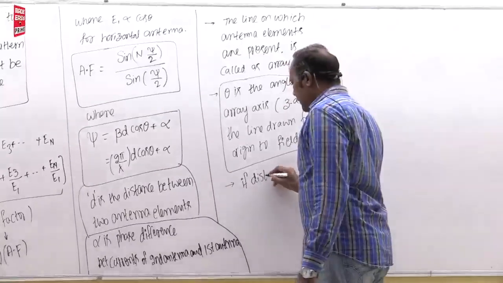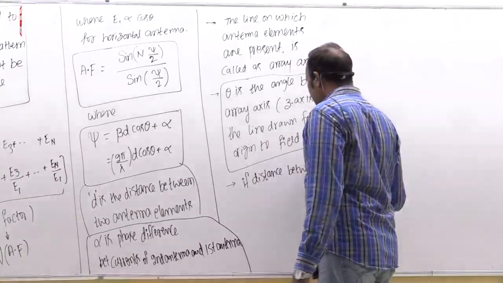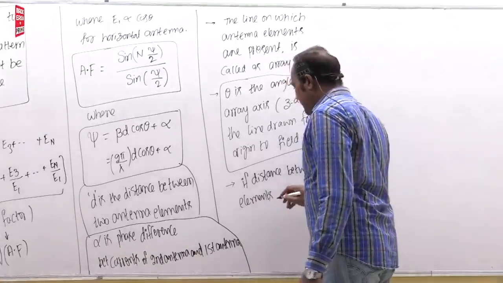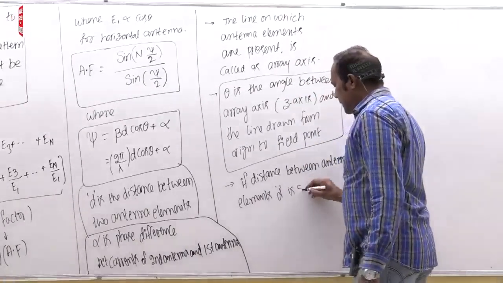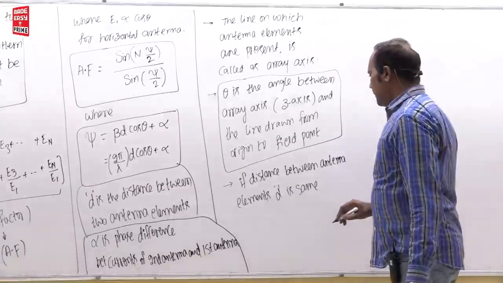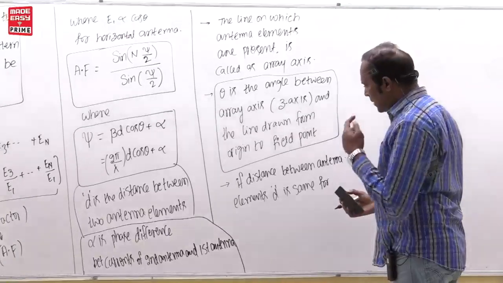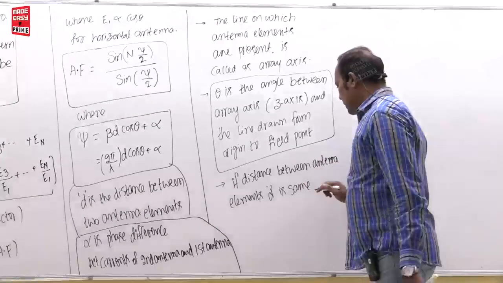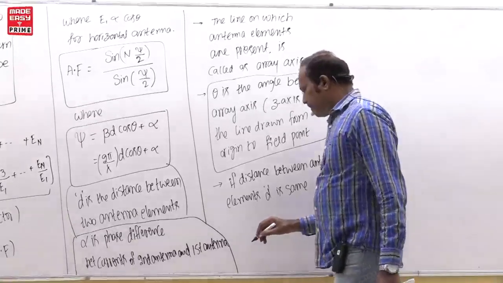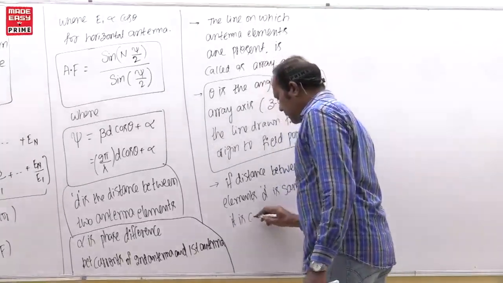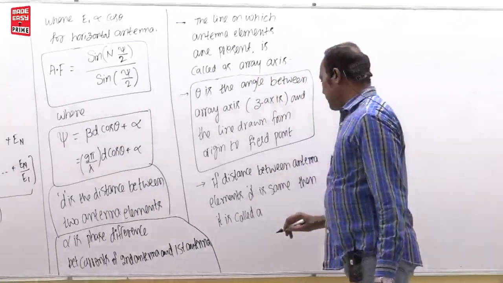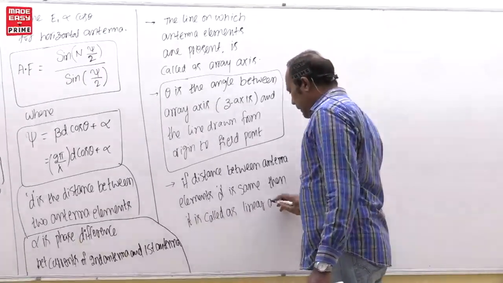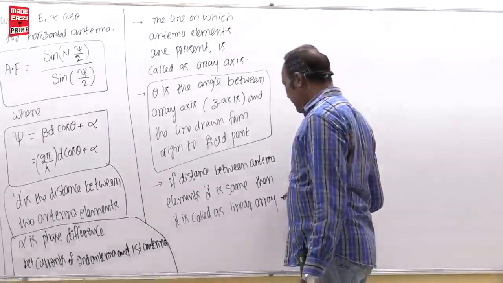If the distance between antenna elements D is same, then it is called as a linear array. Okay, that is the meaning of linear array.